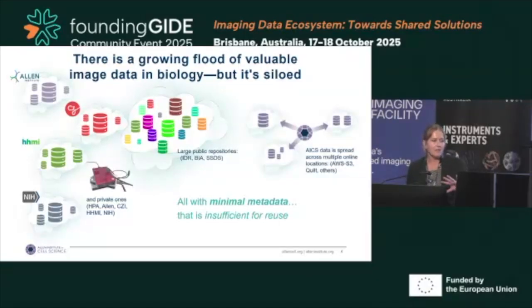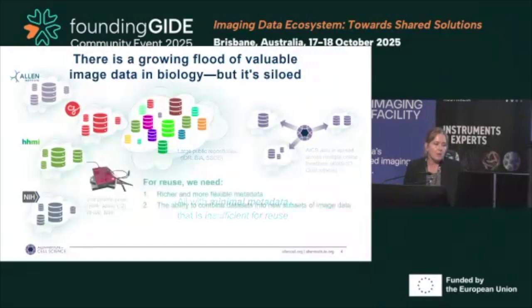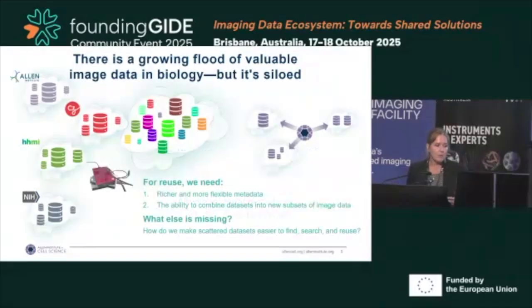What contributed to this massive flood of image data is really the incentive to share your data so your paper gets published. So it's been mostly created for scientific rigor and reproducibility, but often there's minimal metadata. It's not sufficient for reuse. If we really want to reuse data, we need richer and more flexible metadata. I think that founding GIDE got this right. And we also believe that we need the ability to combine datasets in new ways to create new subsets of image data, to really create new knowledge. So this leads us to ask, what else could be missing apart from the metadata, to make sure that we can link all these siloed repositories?